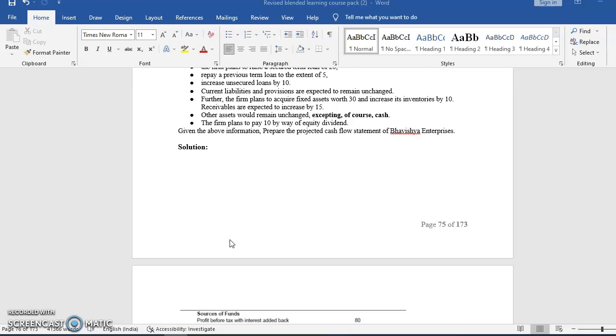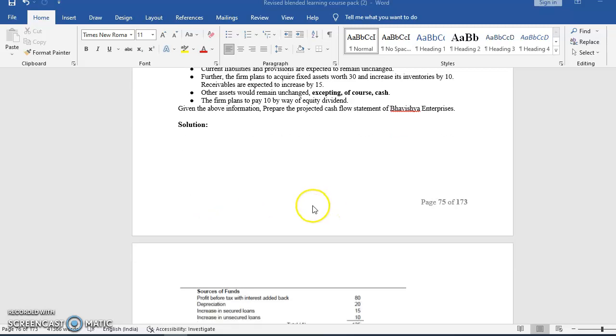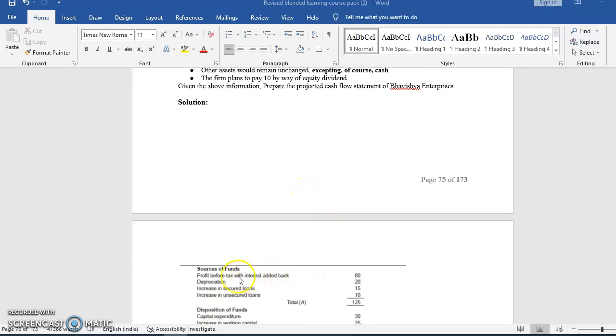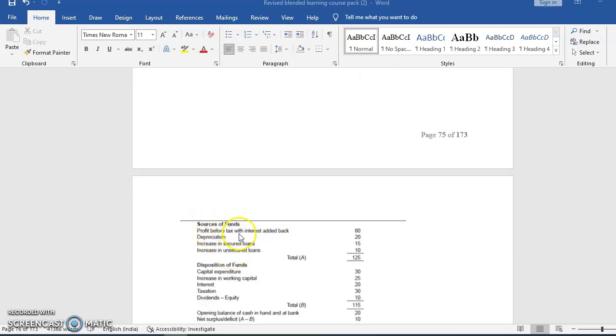Another way of showing this is in the form of sources of fund and disposal or disbursement of fund, or disposition of fund. So we have taken this one statement. Just have a look at it. We have categorized them into sources of fund and disposition of fund. So remember your cash flows as those three activities in mind. The first one is the operating activity. If you have to take that, profit before tax with interest will be added back. Now we look at this.